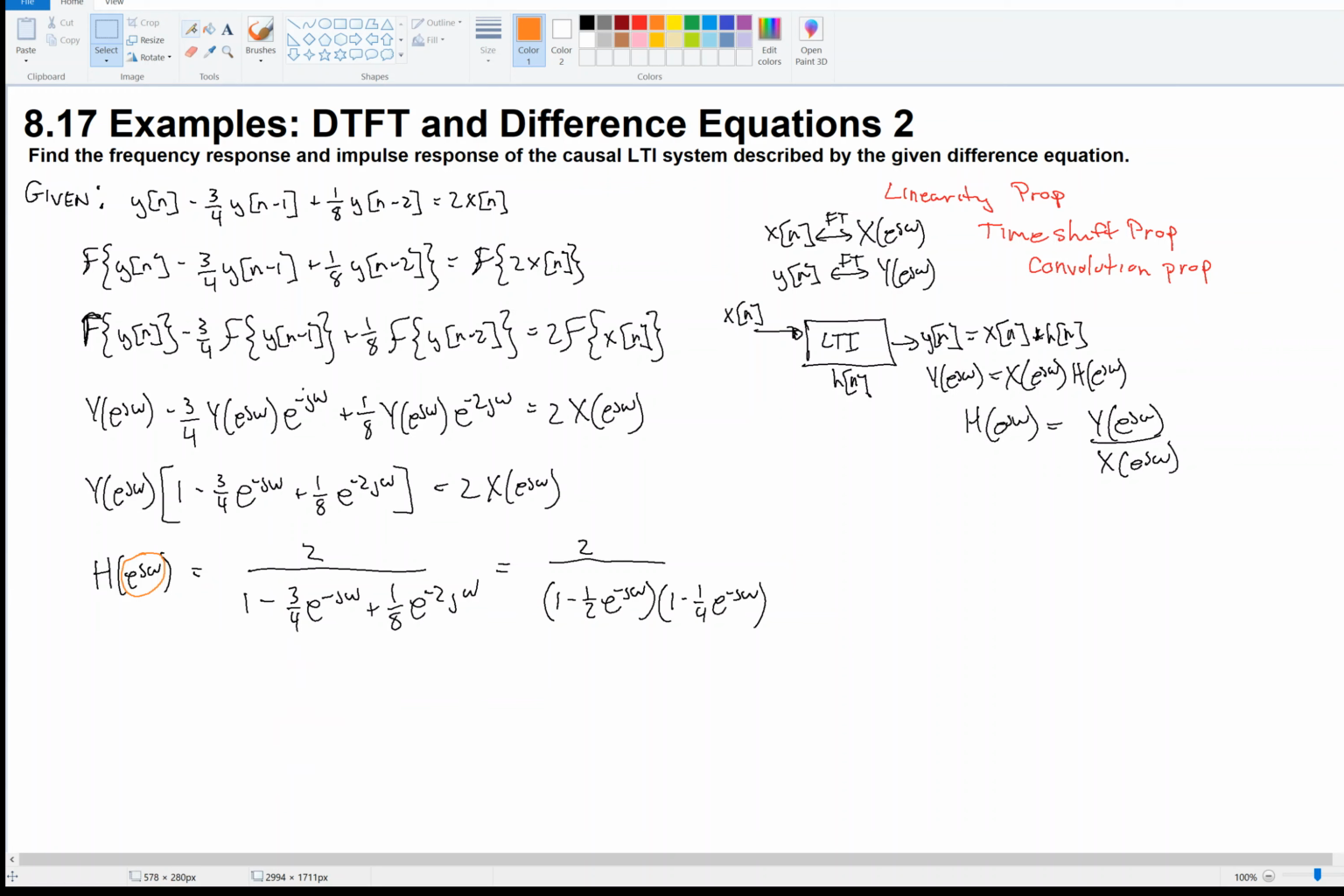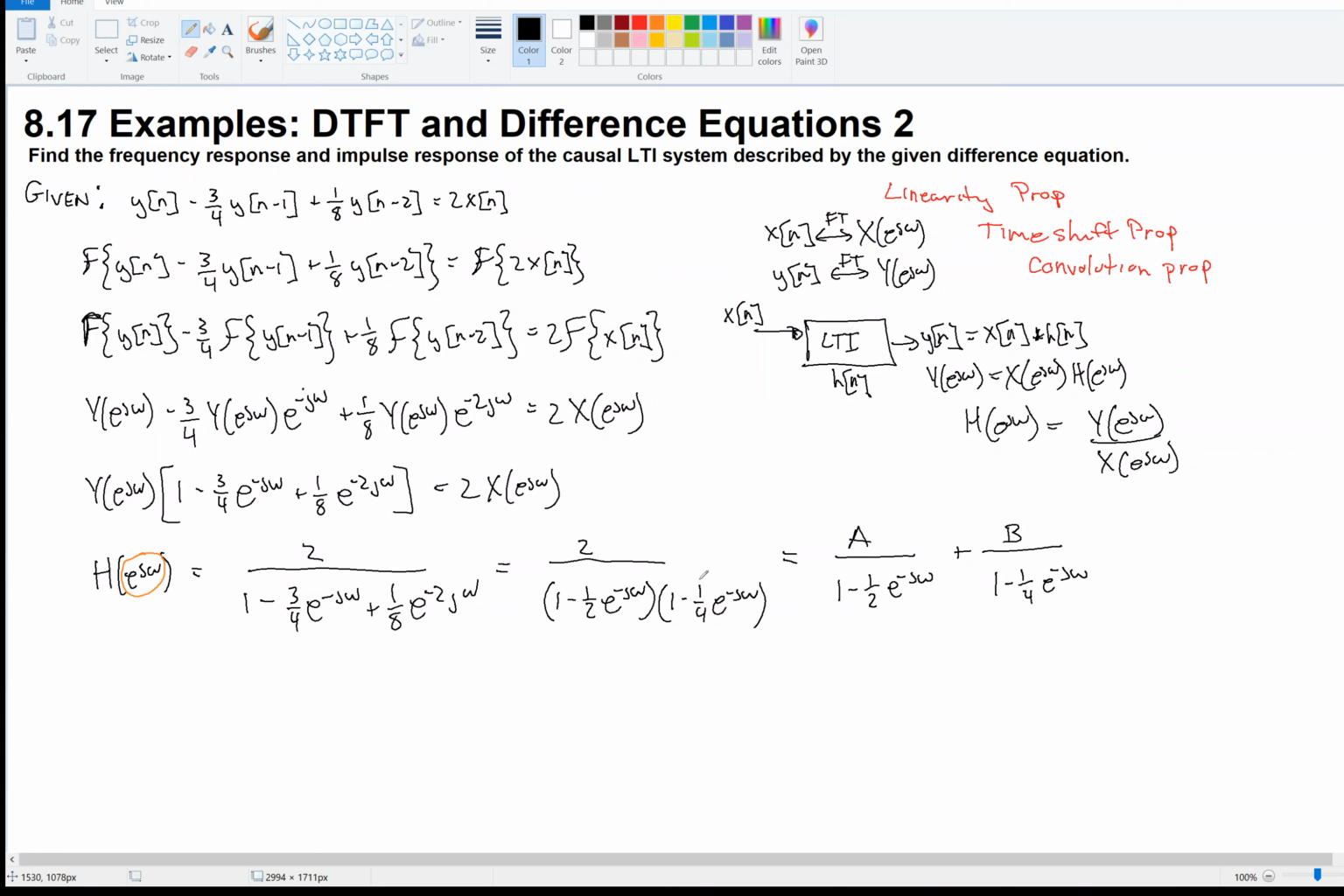Once you're comfortable with that, then we've factored the denominator. So now we need to write this as a over 1 minus 1/2 e to the minus j omega plus b over 1 minus 1/4 e to the minus j omega. So this is partial fraction expansion, right? And it's going from the common denominator back to the original fractions that made the common denominator.